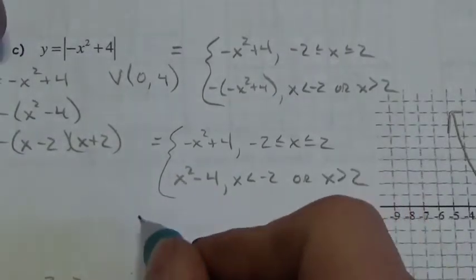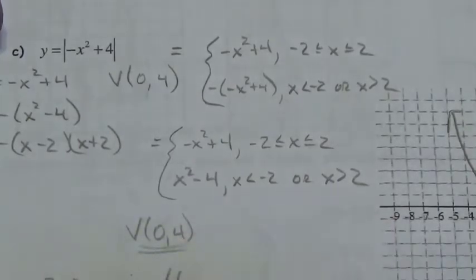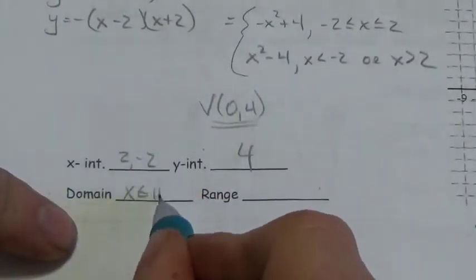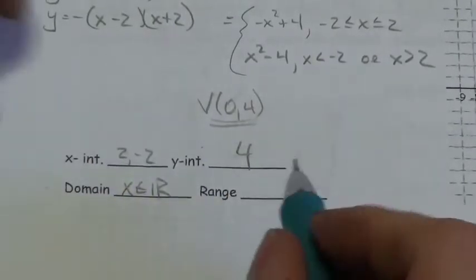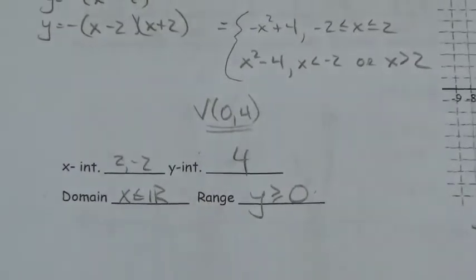Okay. Notice that my vertex, in this case, because the y-coordinate was positive, my vertex stayed the same. My domain, and I've seen this a few times, my domain doesn't change, and my range continues to be y is greater than or equal to 0.